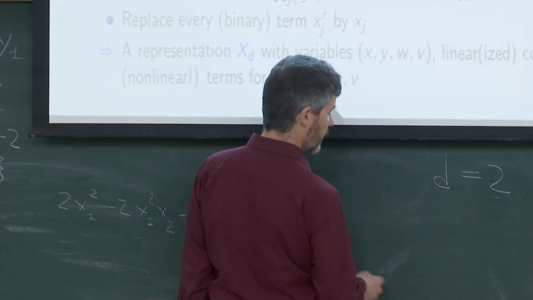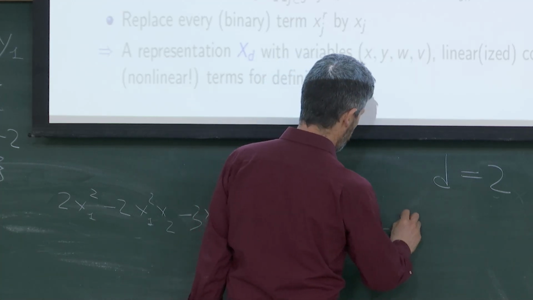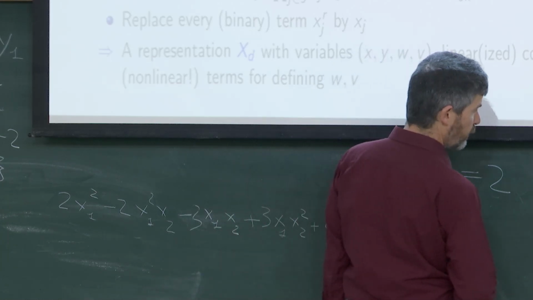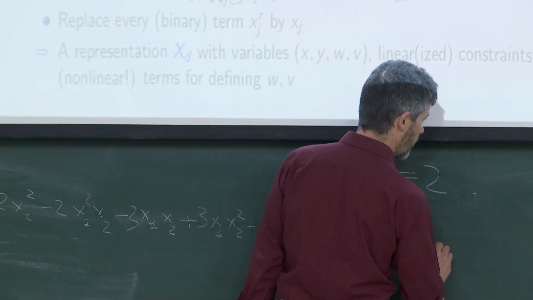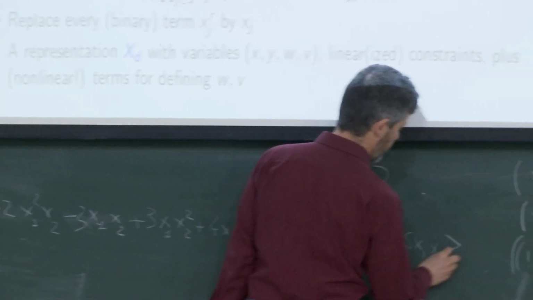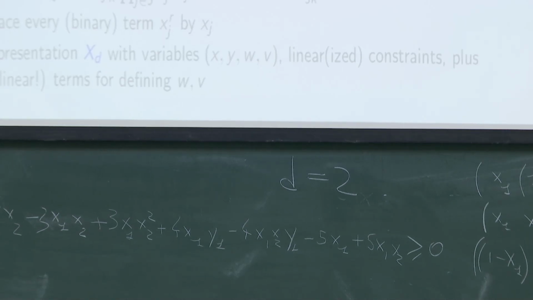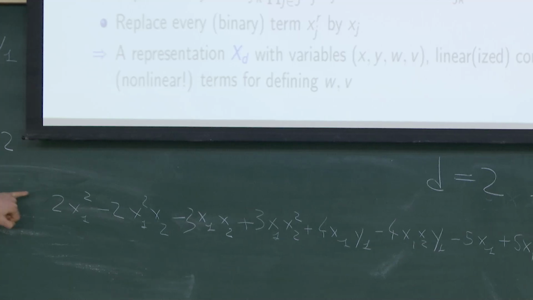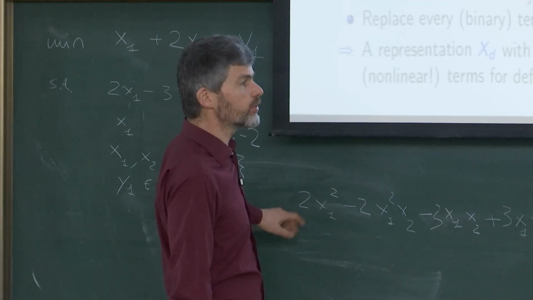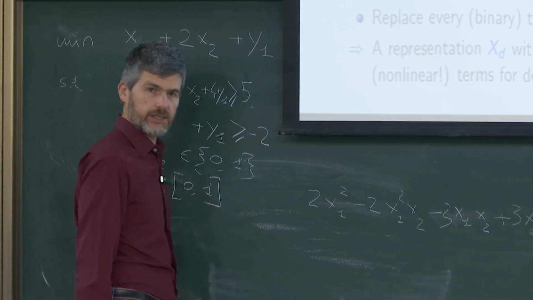Plus x1 times 1 times 4y1, it's 4x1 y1 minus 4x1 x2 y1. And finally, minus 5x1 plus 5x1 x2 y1, greater than or equal to 0. I didn't do much. I just developed that product. So we would have to do the same with the other 3 constraints. What happens here is that we need to do this with many other terms. But what is important is that now we linearize everything.